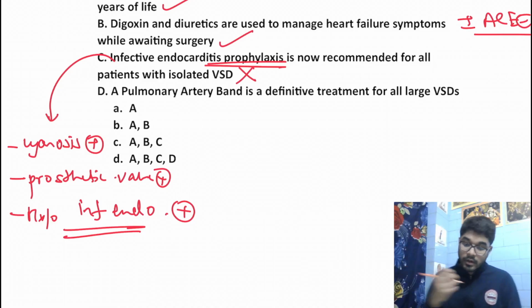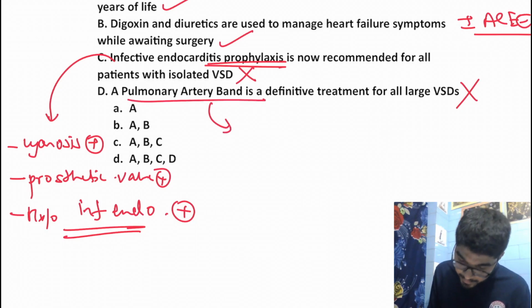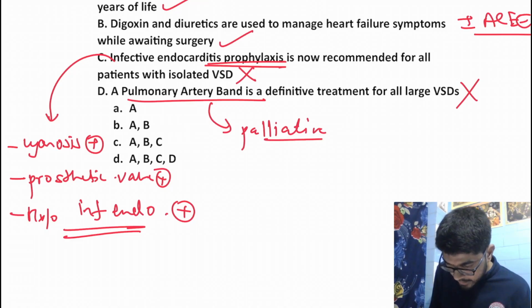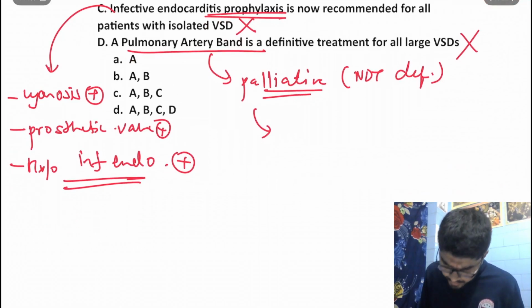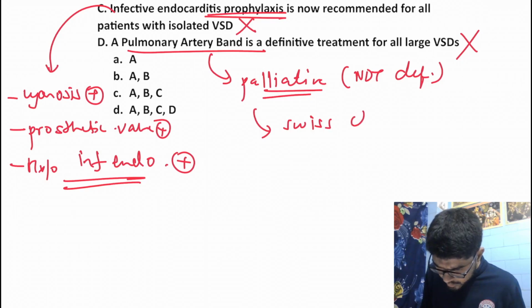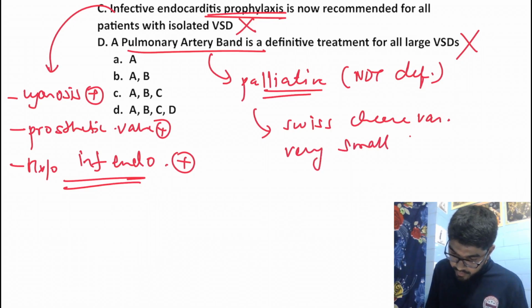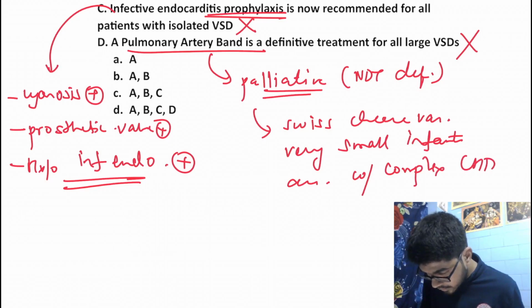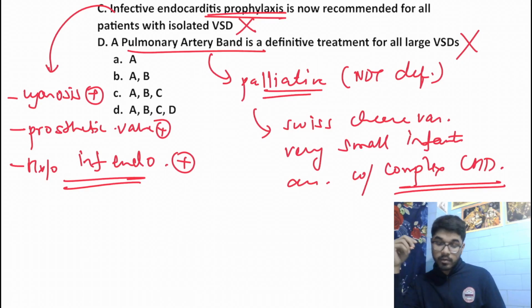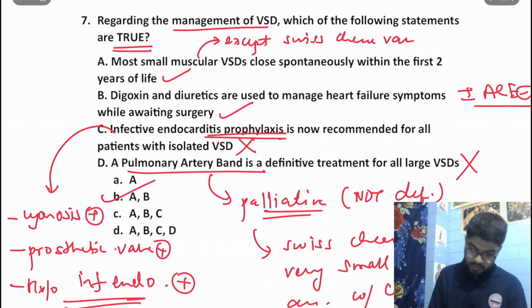Okay. A pulmonary artery band is definitive treatment for all large VSDs. This is again a false statement. This pulmonary artery band is actually a palliative measure, and not at all definitive. Right. This can be done in cases where surgery is difficult. One is Swiss cheese variety, or in very small neonates and very small infants, or when associated with complex congenital heart disease. In those conditions, we can go for a pulmonary artery band. Okay. So our answer over here would be only A and B. So option B should be our answer.